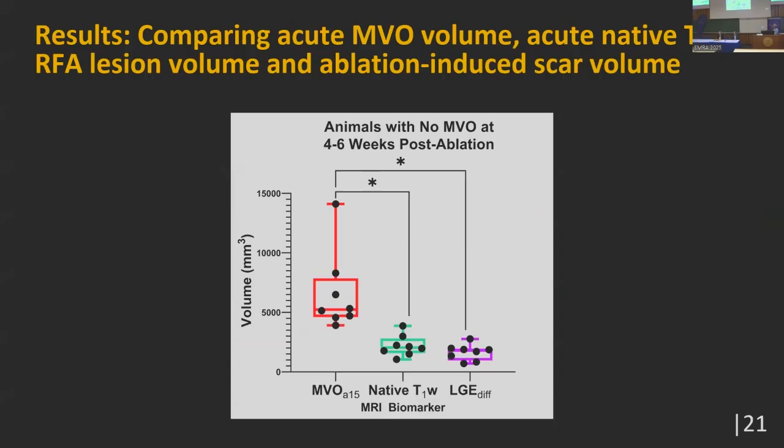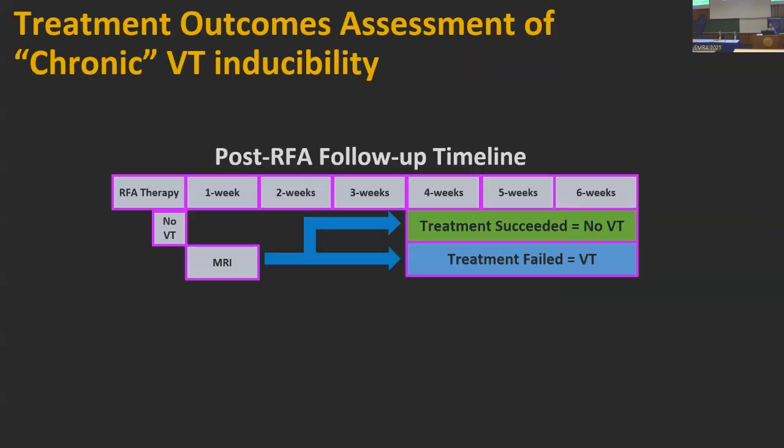And this just shows that, in fact, the volume of the native T1 paraprocedurally predicted that difference chronically better than the microvascular obstruction, the LGE. So native T1 seems to be more specific. But that still hasn't answered the question.